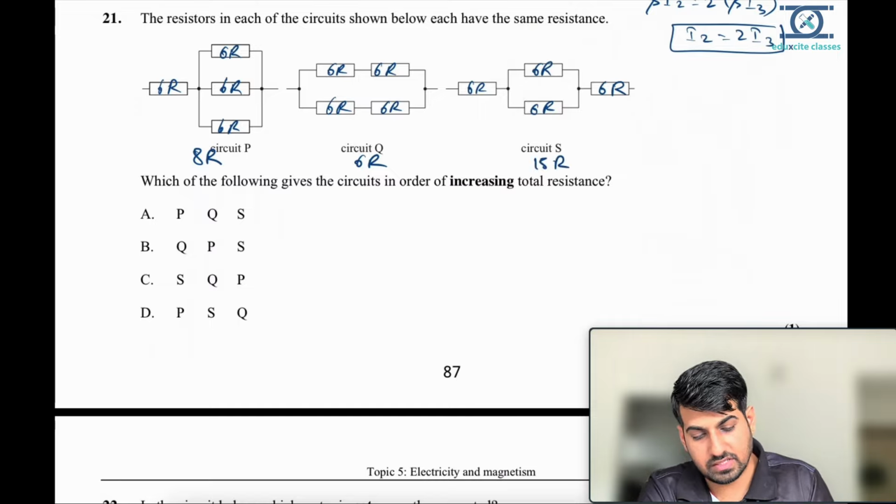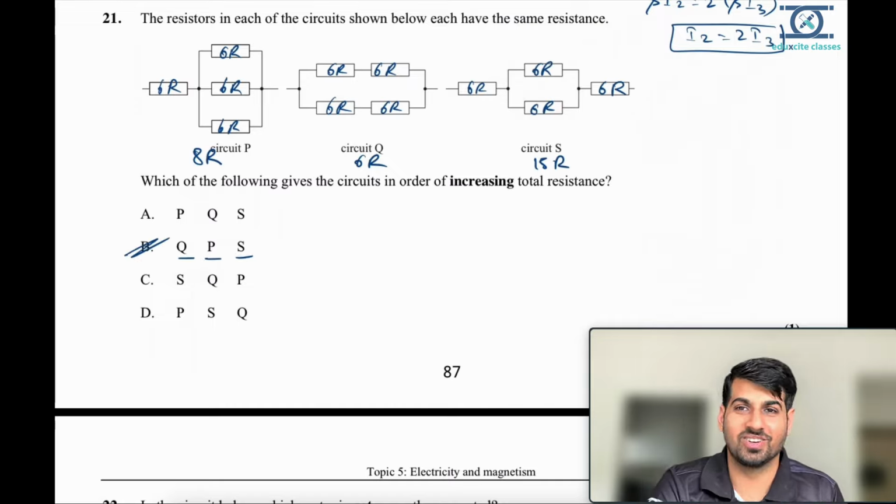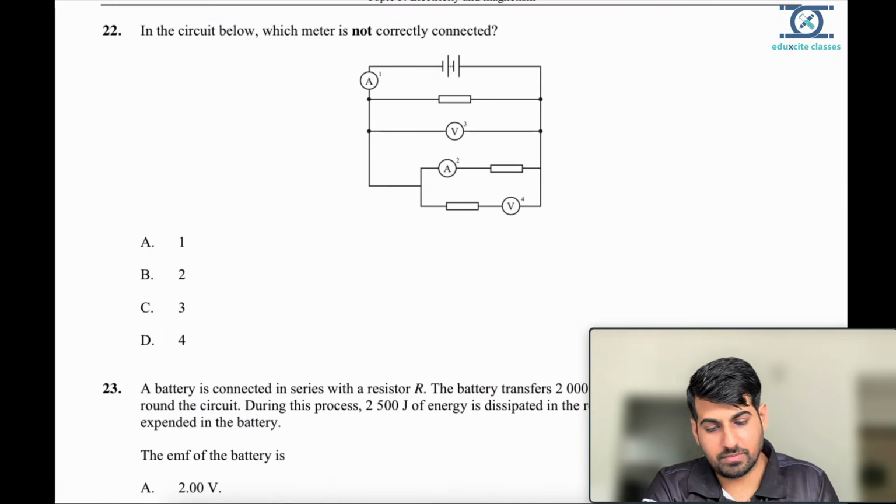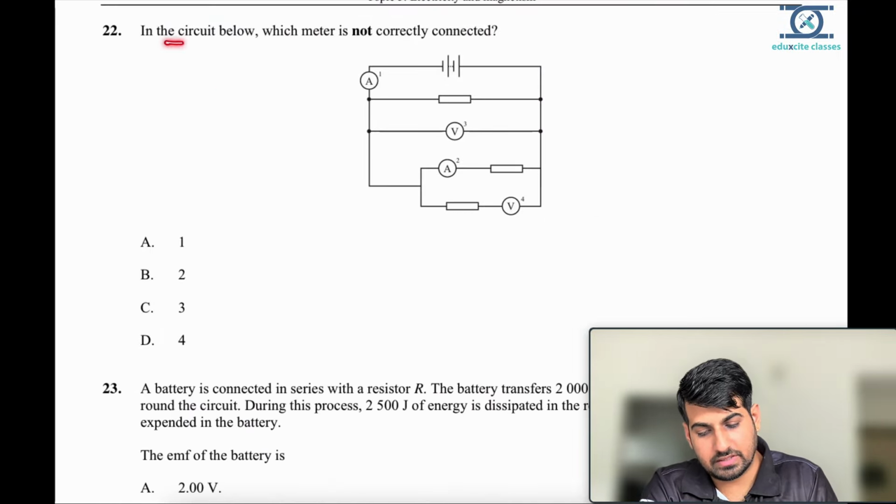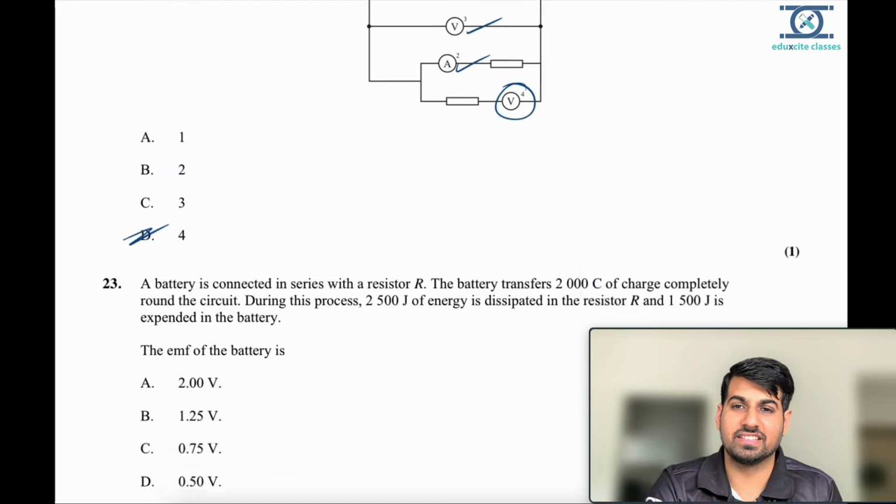So the maximum is S, increasing. So the minimum is Q, then P, and then S. Option B is the right answer. Okay, now question number 22. In the circuit below, which meter is not correctly connected? We know that an ammeter is connected in series and a voltmeter is in parallel. So option D is the right answer.